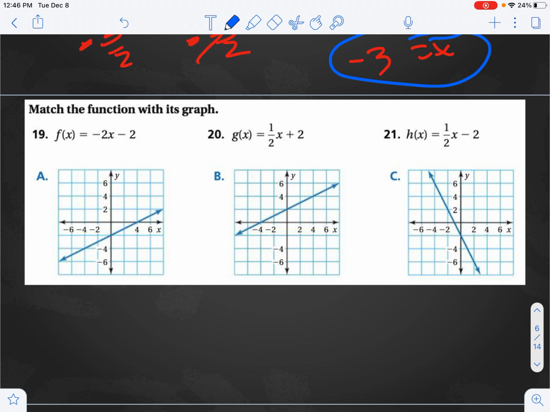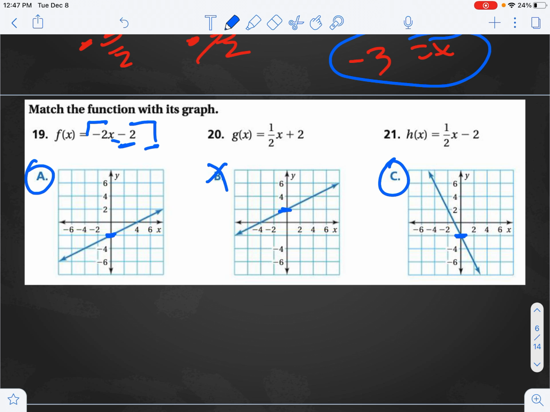First, if I am going to match these graphs, I want to look at the y-intercept of the graph that I'm dealing with. So if we start with number 19, the y-intercept of whatever graph this matches with is negative 2. So that means A is a possibility, because that y-intercept is at negative 2. That means B is not a possibility, because that y-intercept is up there. And that means C is a possibility, because its intercept is at negative 2. So the first thing I want to look at is that y-intercept.